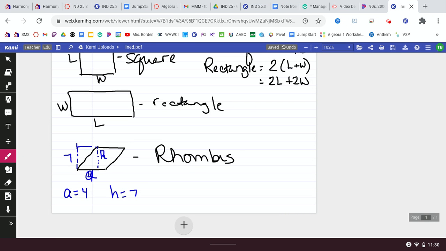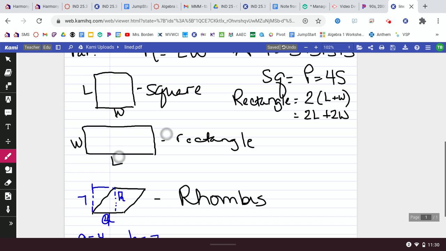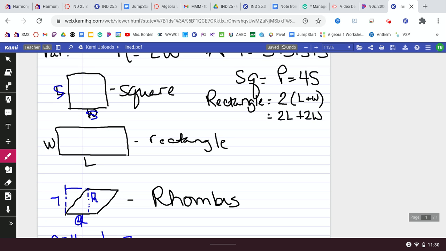Look at it, and it'll label squares, it'll say S instead of L and W, right? It'll call it an S, and it just means side and side. So don't worry about what it calls it. Just know where you need to put the numbers.